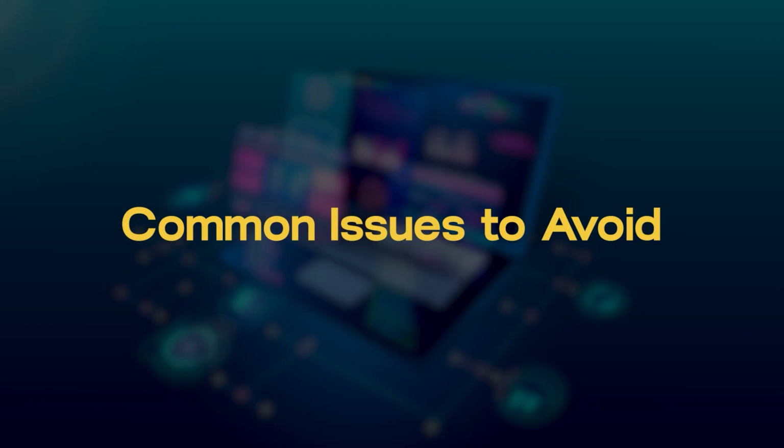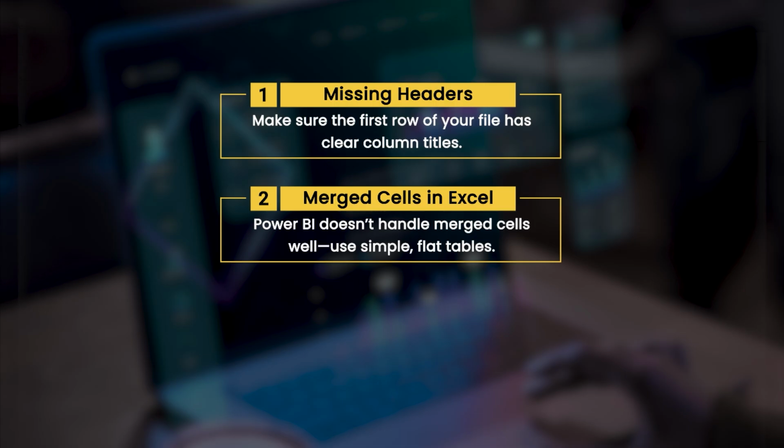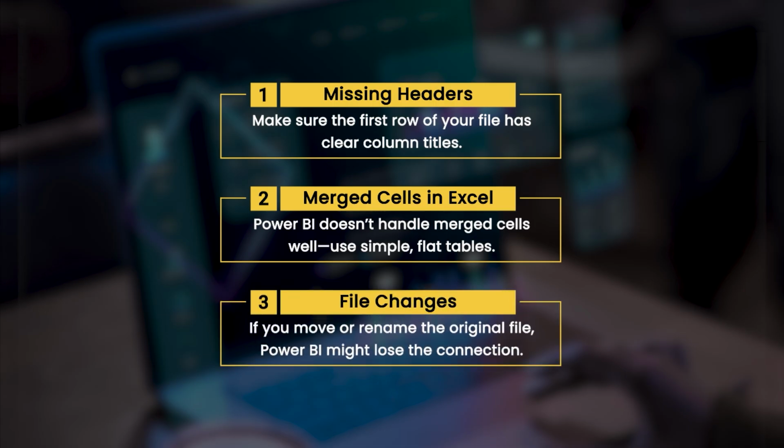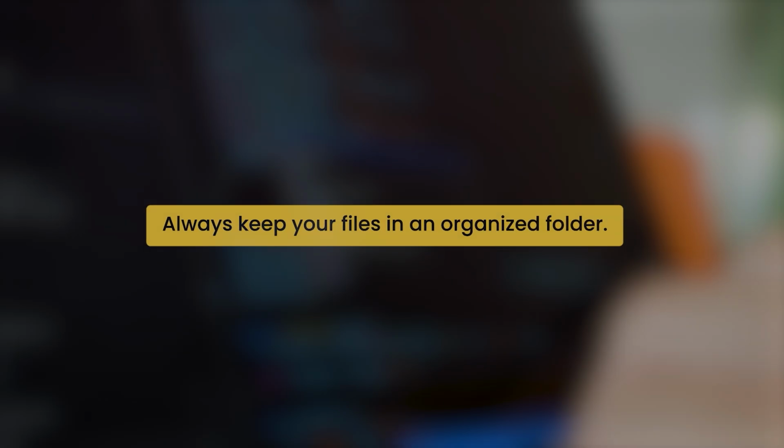Common issues to avoid. Missing headers. Make sure the first row of your file has clear column titles. Merged cells in Excel. Power BI doesn't handle merged cells well. Use simple flat tables. File changes. If you move or rename the original file, Power BI might lose the connection. Always keep your files in an organized folder.